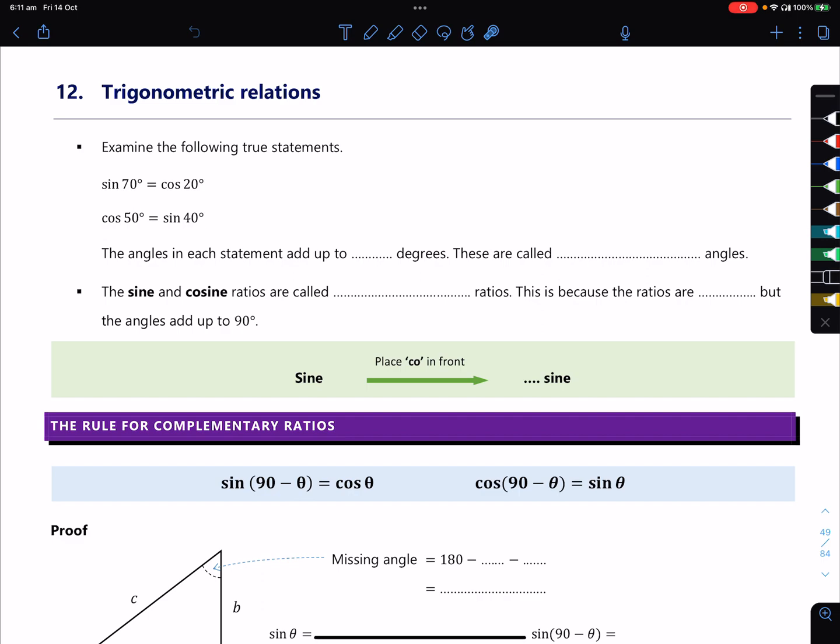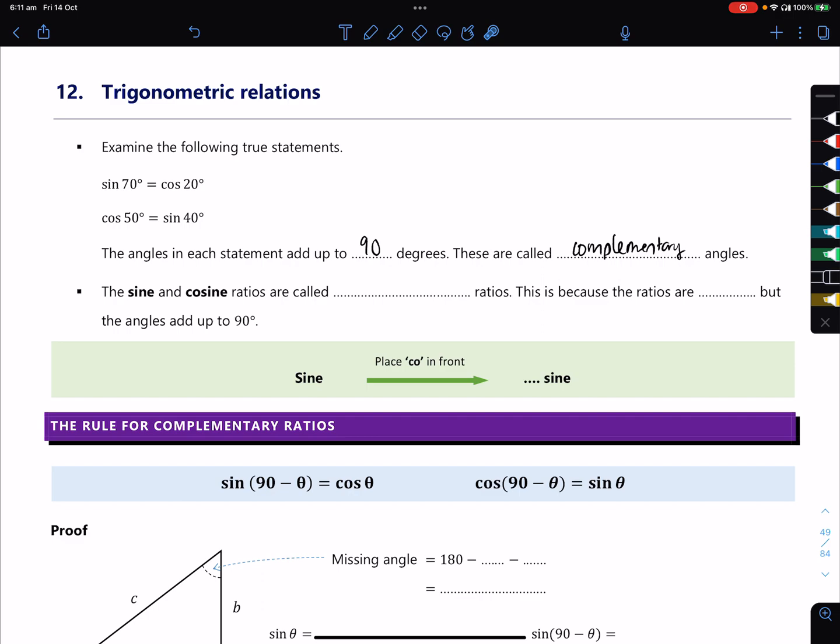So this relates sine and cosine, but the thing is, these statements are true, and how they're related is just by examining the angles here. Those two add up to 90 degrees, whereas these two also add up to 90 degrees. So what I'm going to write here is the angles of each statement add up to 90 degrees, and these are what you know as complementary angles. This is something we learned again in about year 7 or 8. It's a stage 4 thing.